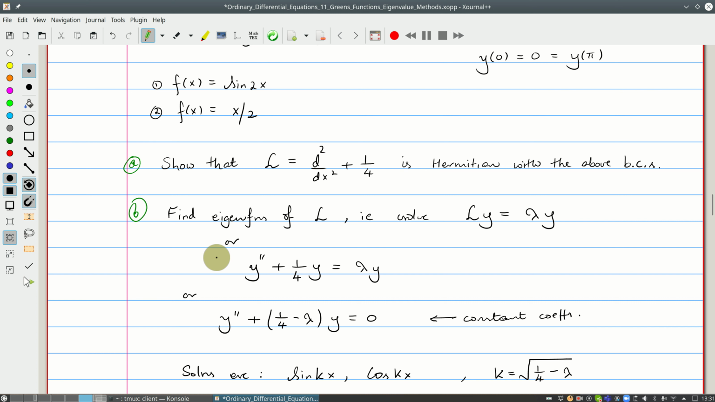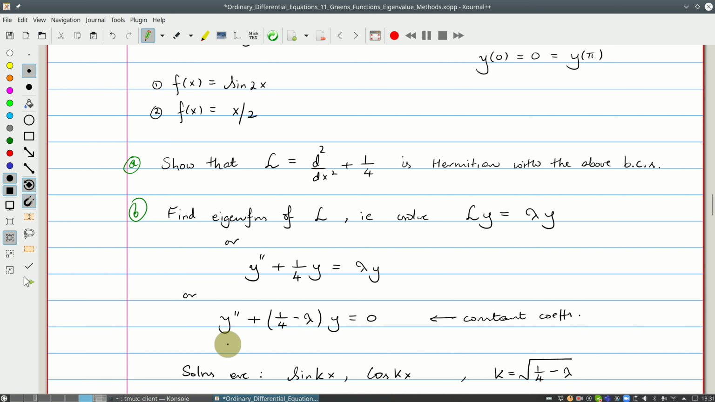the basis. So we want to solve the eigenvalue problem. L operates on y to give you lambda times y, or if you put in what L is, we have y double prime plus 1/4 y is equal to lambda times y, or y double prime plus, in parenthesis, 1/4 minus lambda, close parenthesis, y is equal to 0.